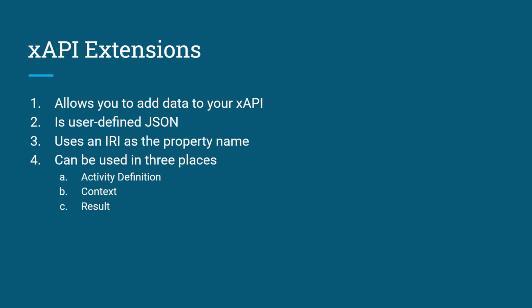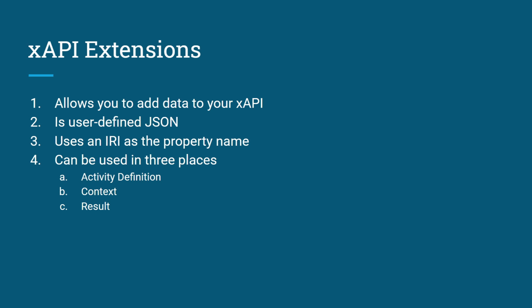And then result. Result in xAPI is things like a score, whether you've completed or not, whether you've passed or failed, the duration that it took you to get through something. It's result data. If you have additional result data that is not included in the already existing xAPI data model, you can use result extensions to represent that data.